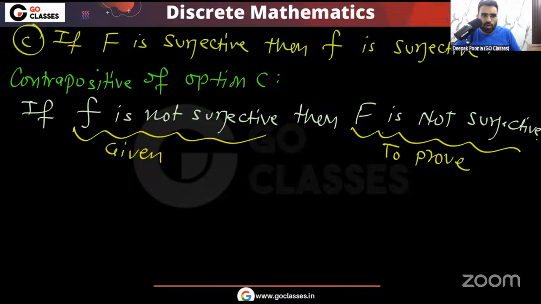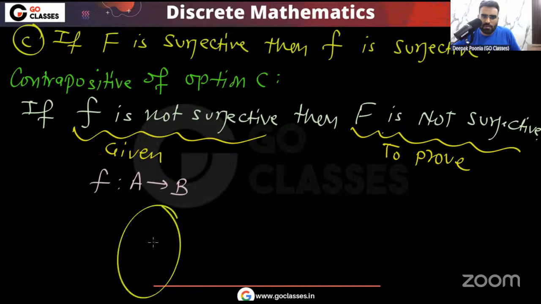Now what is given? That small f is not surjective. What does this mean? It means that, remember, small f is from A to B, correct? This we already know, that small f is from set A to set B. Now if small f is not surjective, it simply means that there is at least one element here which does not have any pre-image. There is at least one element, this element y, which does not have any pre-image, correct?